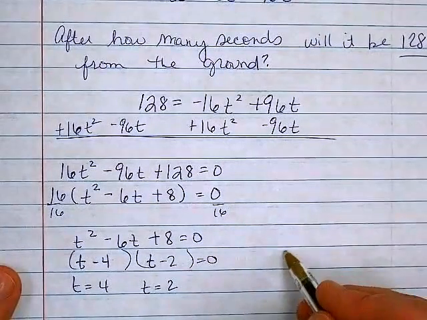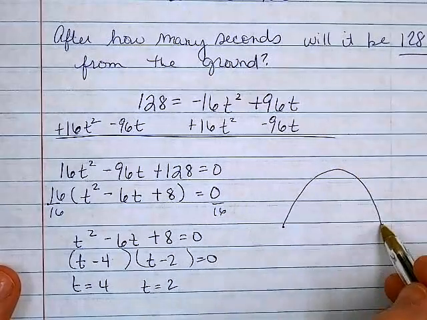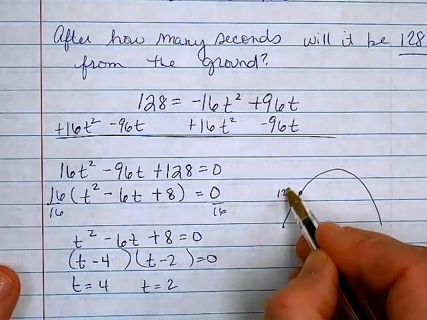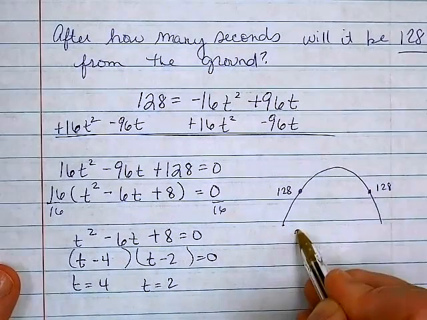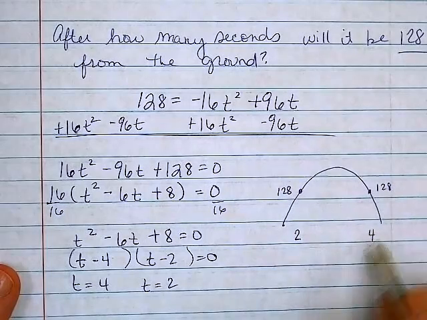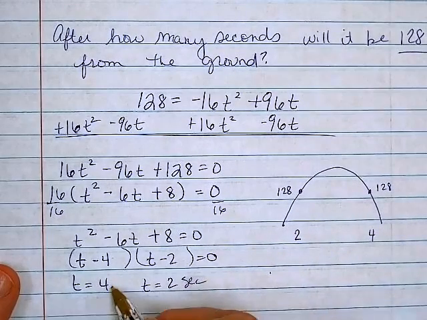Well, here's what happens. You throw the ball from the ground, it goes up, and then it starts back down. So if this is 128, it's going to occur 2 times. It's going to occur 2 seconds, and again at 4 seconds. So this has 2 answers, 2 seconds and 4 seconds.